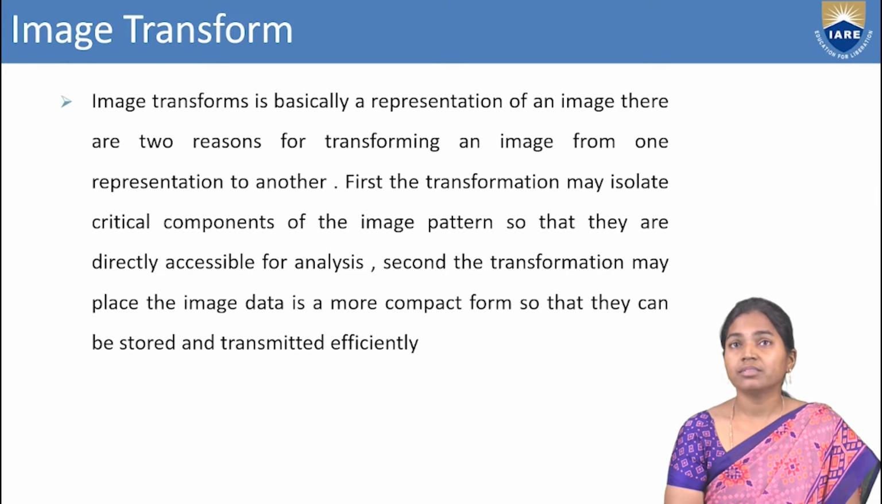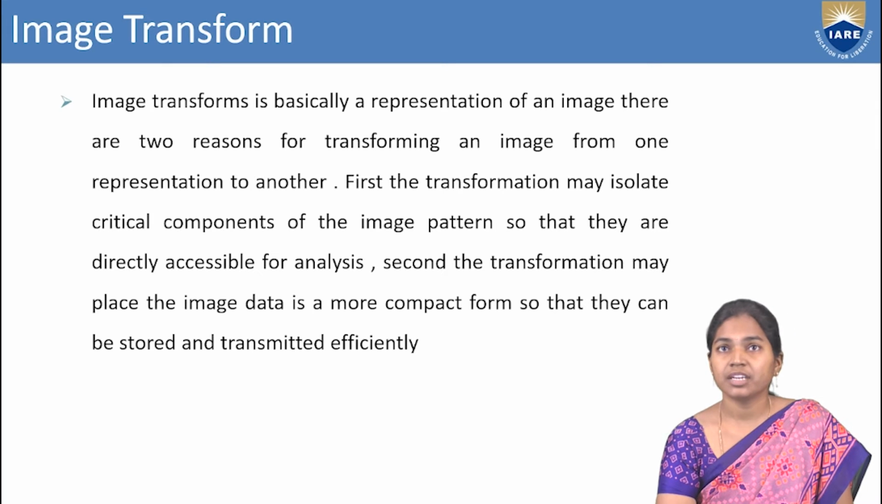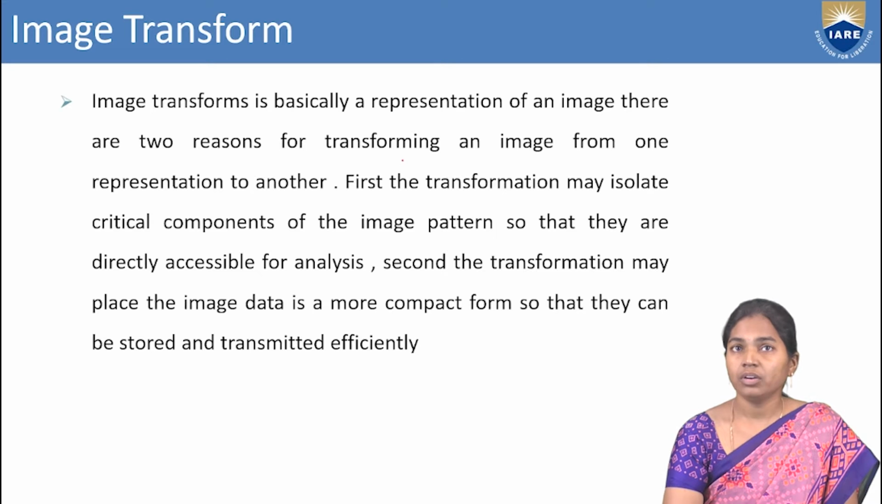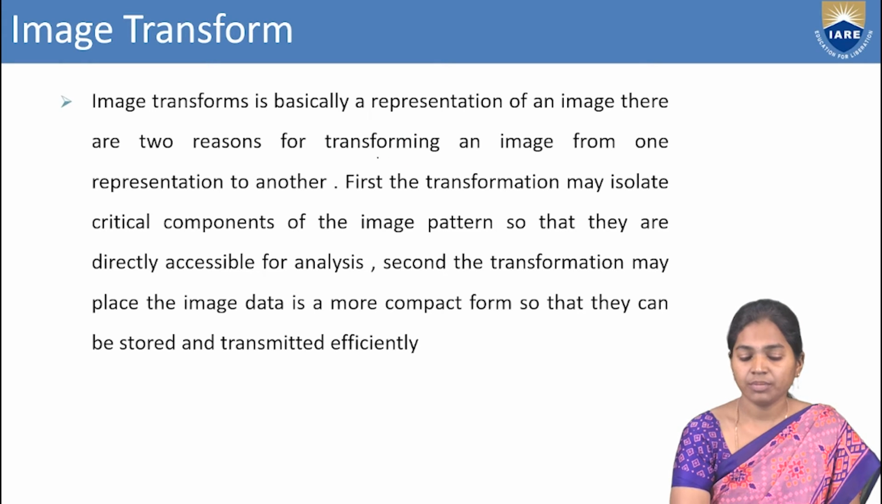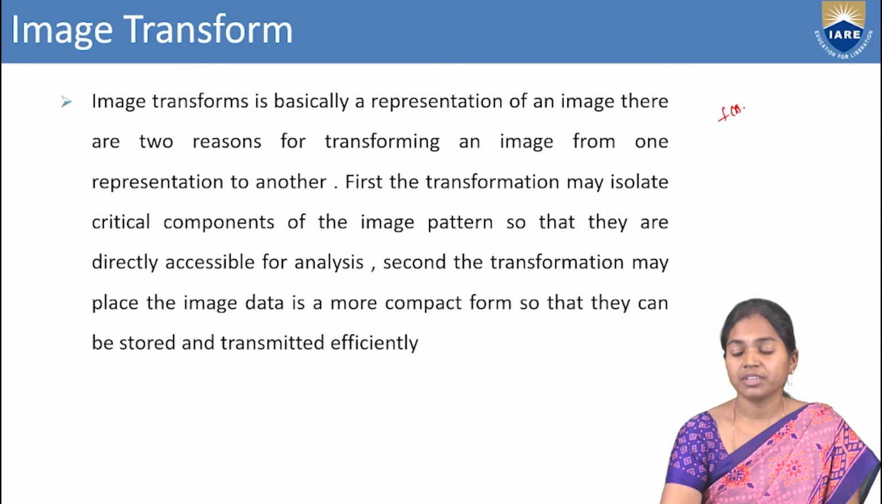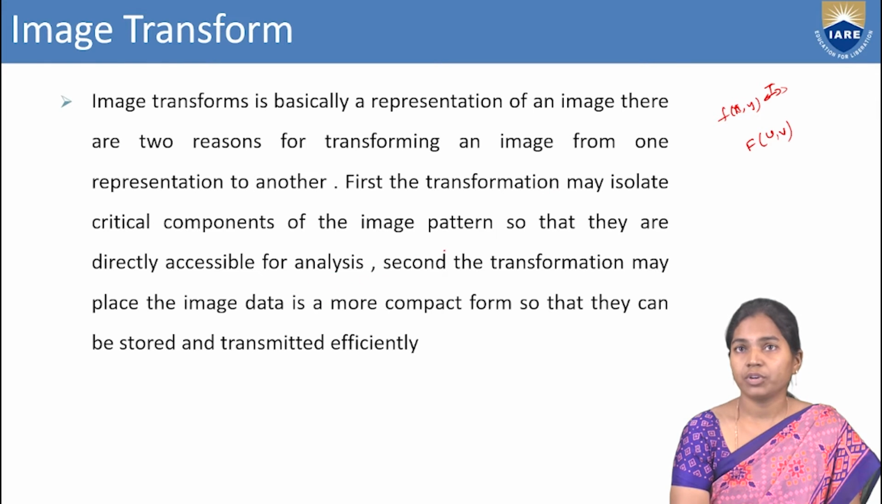And in this, what is the necessity of why we go for image transforms? Generally there are two or three reasons for transforming an image from one representation to another representation. Here the image is generally represented with f of x comma y, but when we go for a frequency domain, or we apply the transformation function, that image is represented with f of u comma v. First, the transformation may isolate critical components of the entire image.